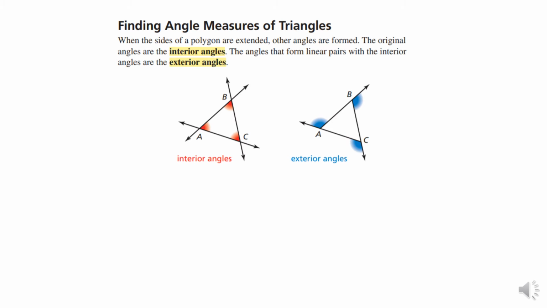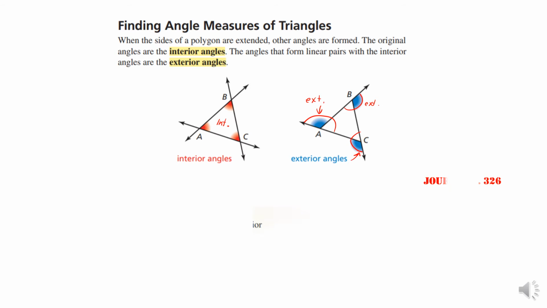Okay. All right. So finding the measures of triangles. When the sides of a polygon are extended, other angles are formed. The original angles are called interior angles because they're inside the triangle. The angles that form linear pairs with the interior angle, so this is a linear pair right here, this is the exterior angle because it's outside the triangle. This forms a linear pair here. This is the exterior angle. And this forms a linear pair here. That's the exterior angle. Okay?